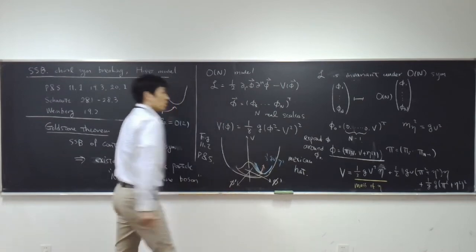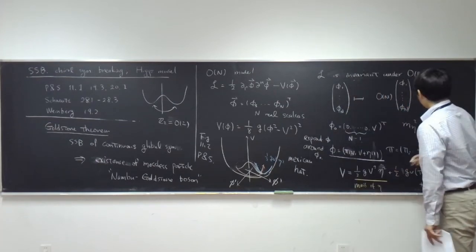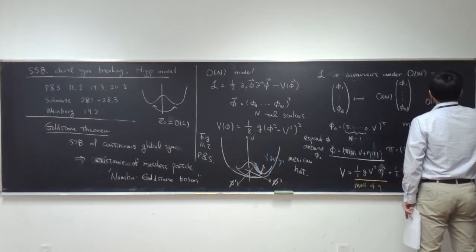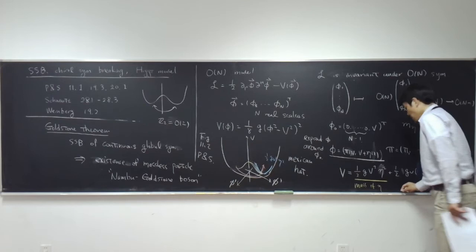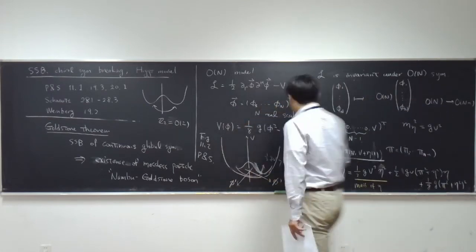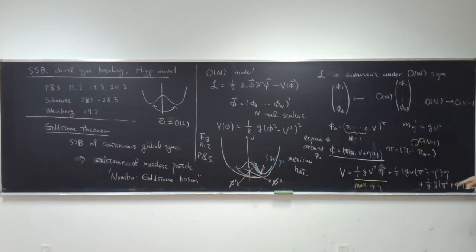And in fact, by taking this minima, the symmetry is broken from O(n) to O(n minus 1). The O(n minus 1) acts only on pi but not eta, okay? So pi 1 to pi n minus 1 are shuffled by O(n minus 1), whereas the original O(n) shuffled everything. So therefore there's a symmetry breaking from O(n) to O(n minus 1).